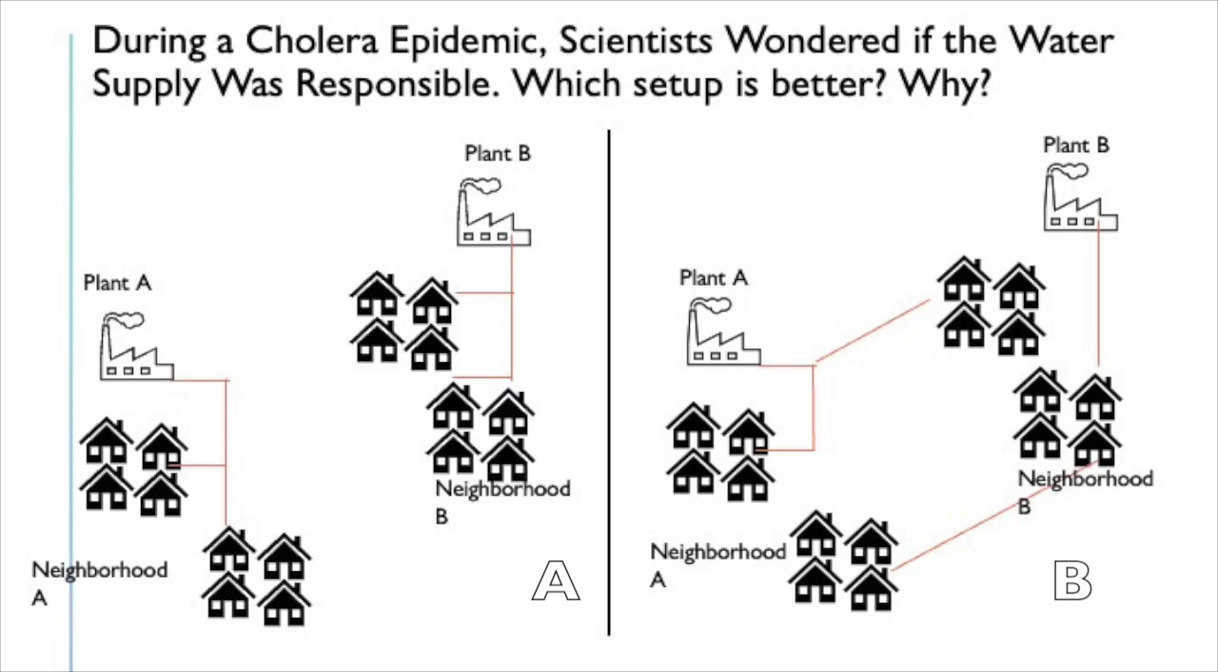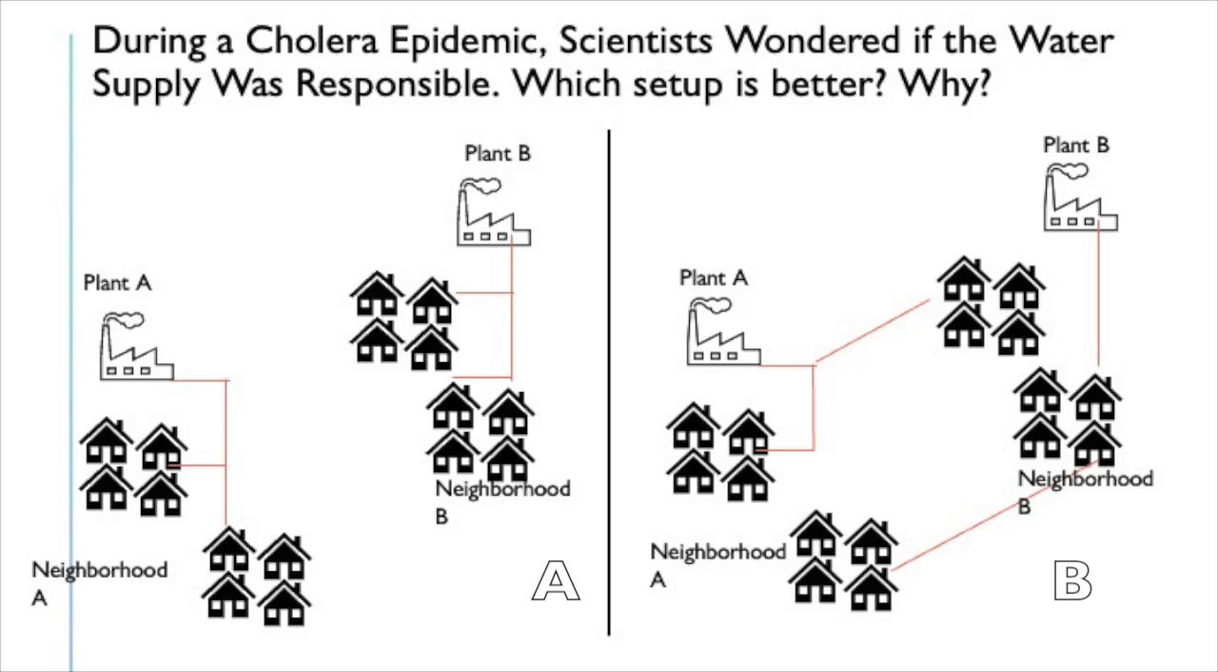Now, over here in condition B, notice that plant A is delivering water to this cluster in neighborhood A, but also this cluster in neighborhood B. So plant A isn't exclusively delivering water to neighborhood A, just part of neighborhood A, and then over here part of neighborhood B. Also, plant B is delivering water to part of neighborhood B and part of neighborhood A.